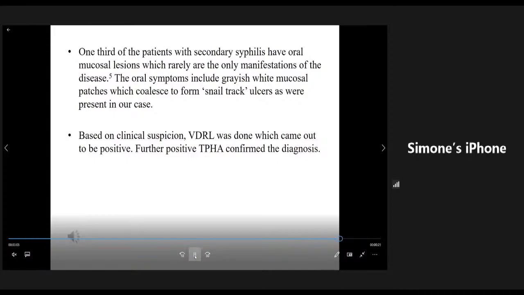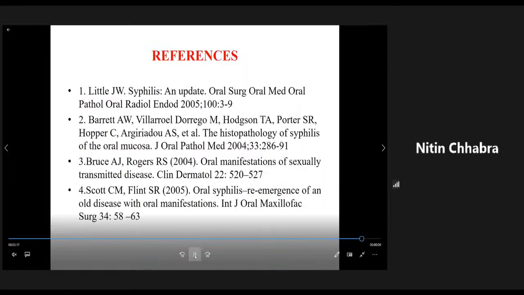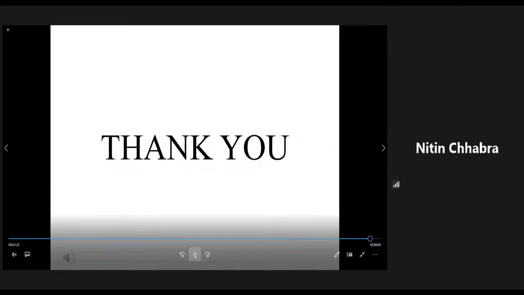The oral symptoms include mucosal patches, which release to form snail track ulcers, as present in our case. Based on the clinical suspicion, VDRL was done, which came out to be positive, and further positive TPHA confirmed the diagnosis. These are the references. Thank you.